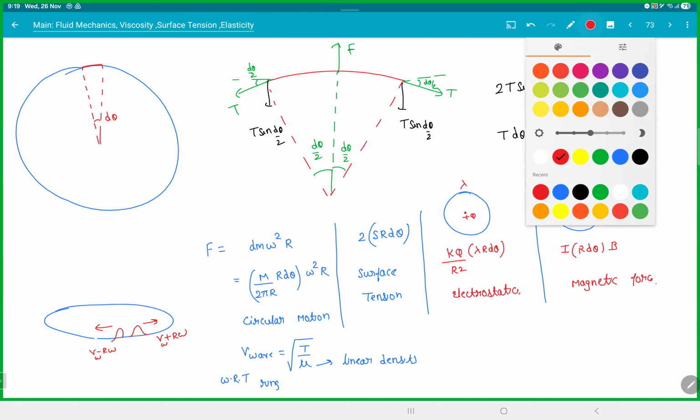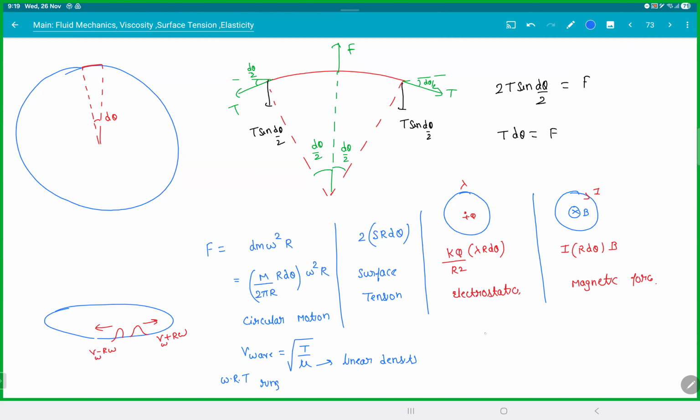Clear? And the other one they can ask you is elasticity. Young's modulus is equal to tension into length by A delta L. So here the length will become 2 pi r. Area of cross section is A and delta L will be 2 pi delta r. So from here you can find the change in radius of the ring. Clear with this? Circular motion, surface tension, electrostatics, magnetic force, waves, and elasticity. 6 places this will pop up.